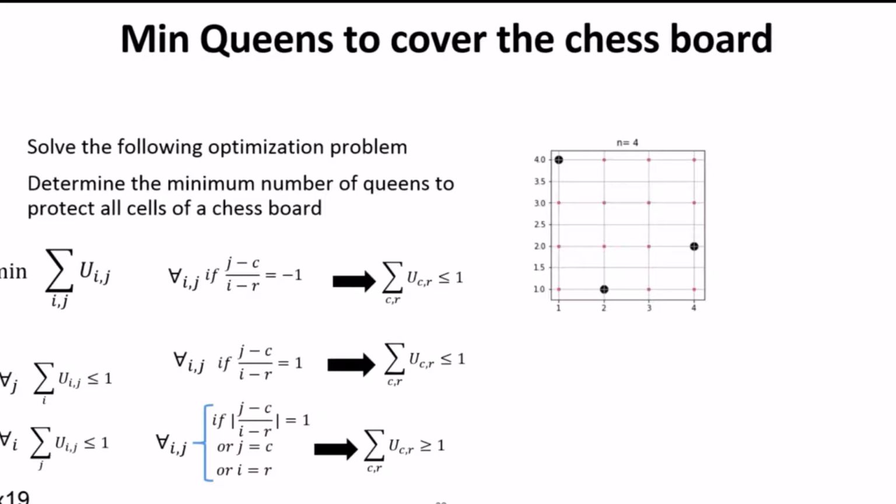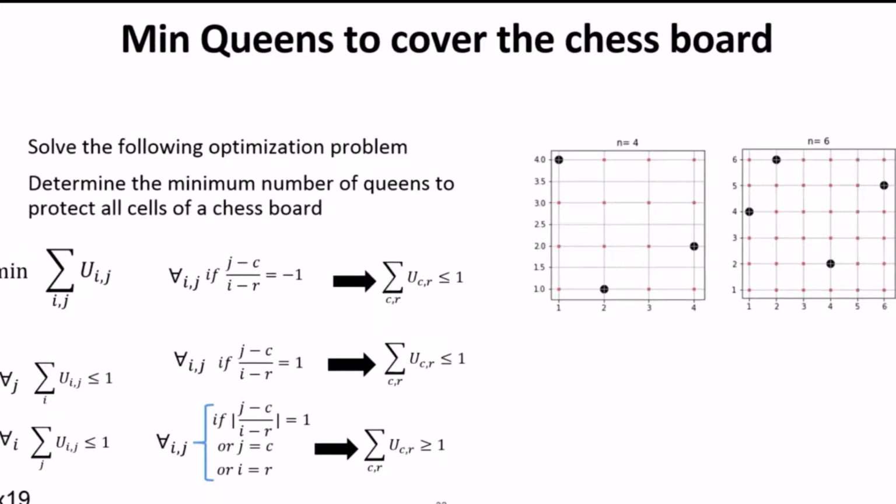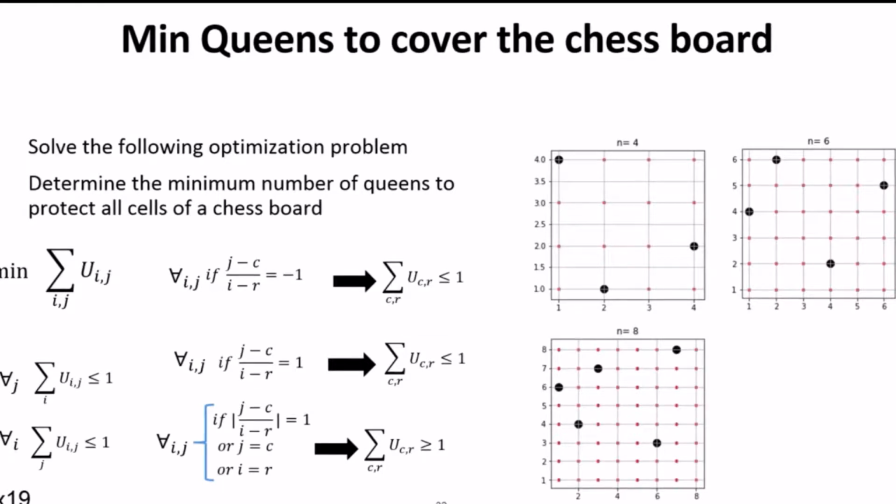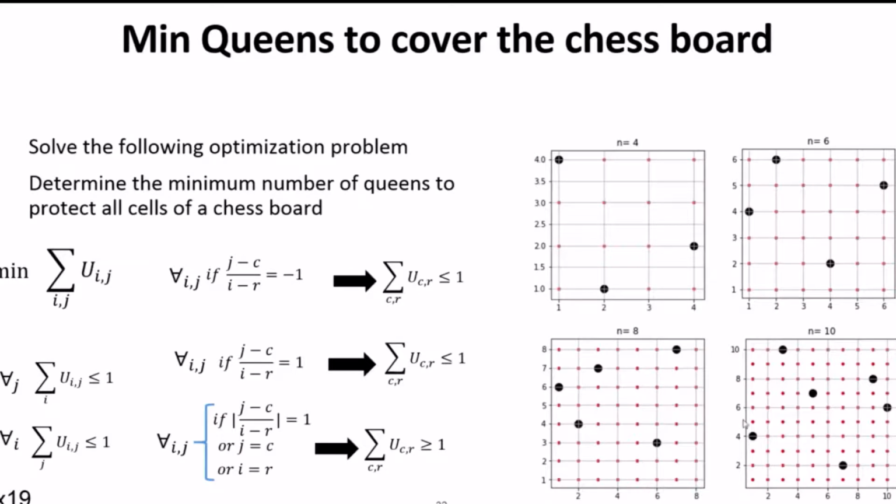Okay, so if we solve that, we can see the results for the 4x4 case. If n is 4, then the solution is that. And also we can test it for a bigger chessboard, 6x6 or 8x8, the traditional one. So the 8x8 chessboard can be protected by only 5 queens. And if we make it bigger, let's make it 10, then it can be protected by 6 queens.